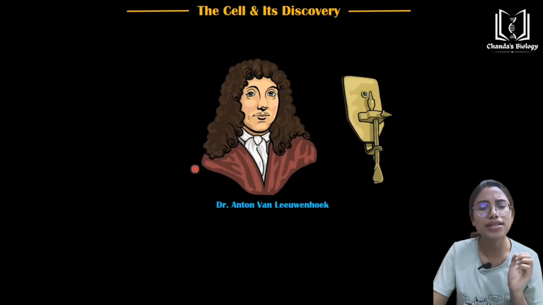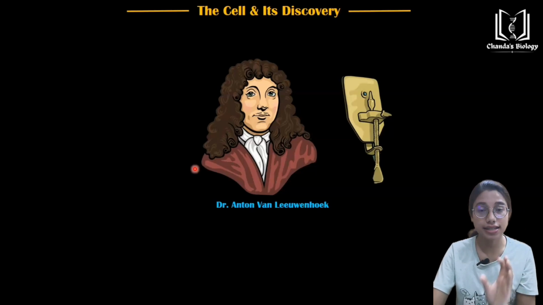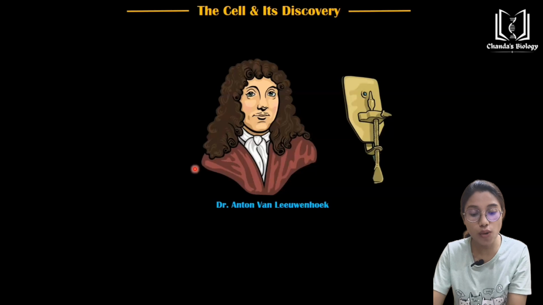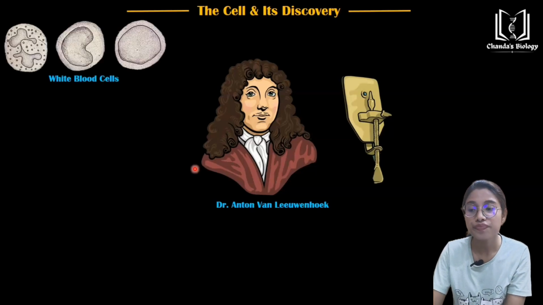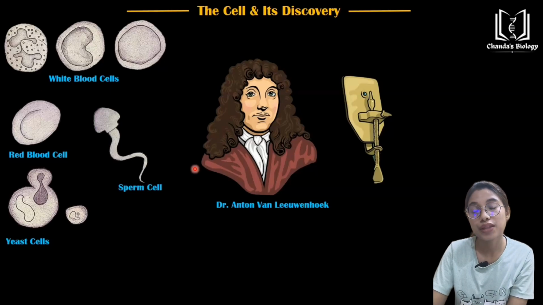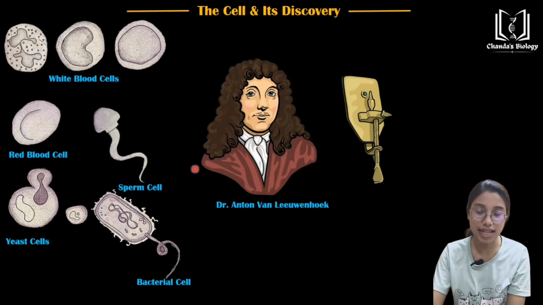He observed an enormous amount of microscopic organisms such as bacteria. At that time it was not known. So he named those microscopic organisms animalcules, meaning small animals. What he observed under his microscope were white blood cells, red blood cells, then yeast cells, sperm cells, bacterial cells, etc. So this was about the discovery of the cells.